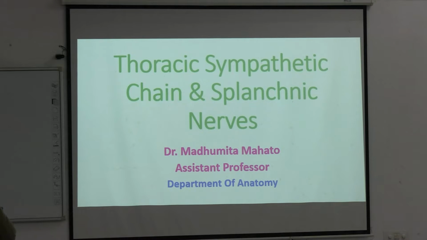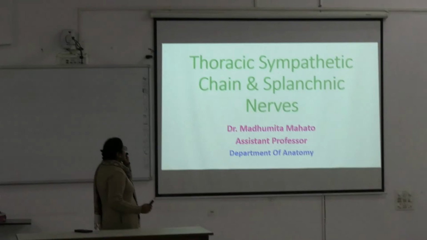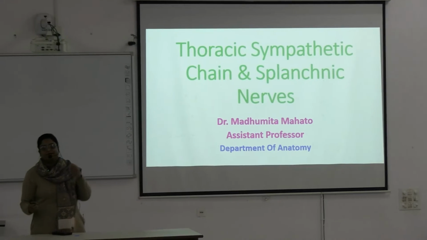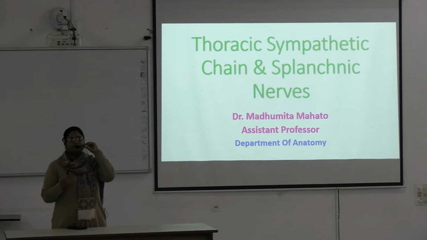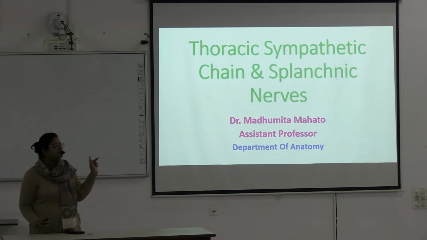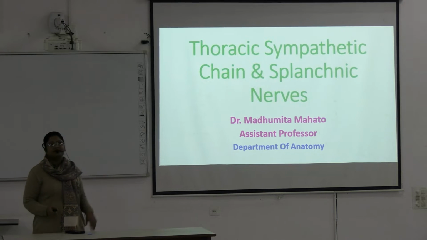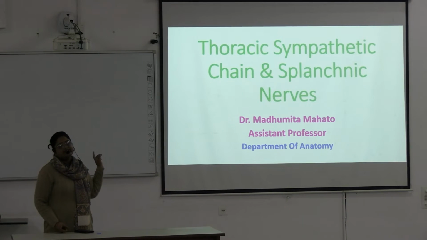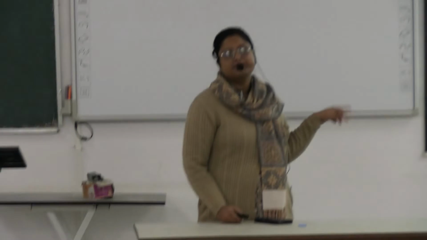So today we will discuss the thoracic sympathetic chain and splanchnic nerves. This is the content of the posterior mediastinum: the thoracic sympathetic chain and the splanchnic nerves. You have seen this sympathetic chain in the dissection part.